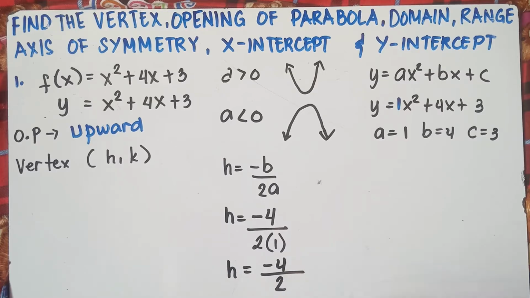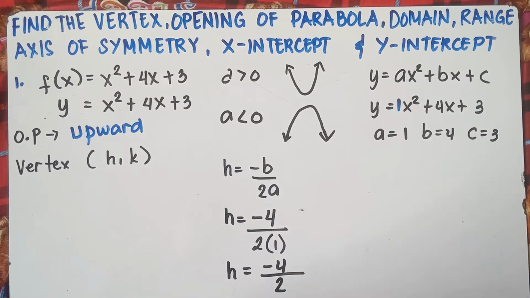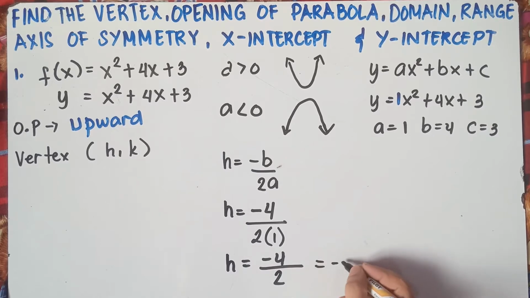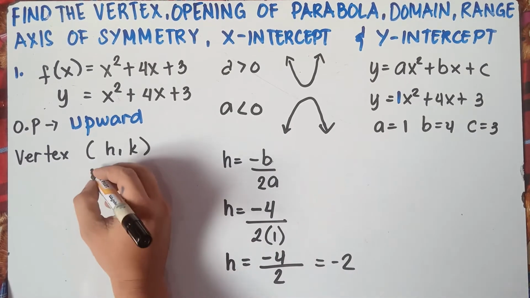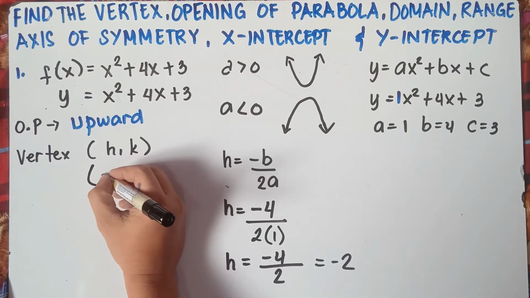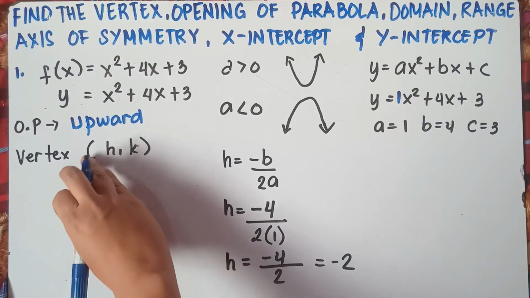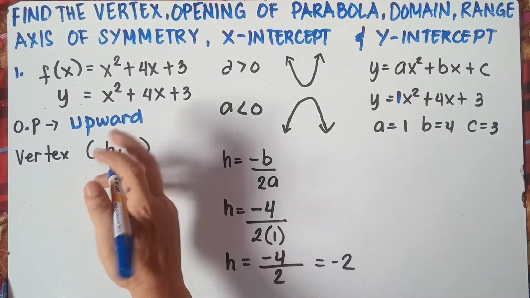That is 2. And negative 4 divided by 2 is negative 2. Once again, if you're dividing unlike signs, negative 4 and positive 2, the answer is negative. Then 4 divided by 2 is 2. Dividing unlike signs, class, the answer is always negative. So the answer is negative 2. So the vertex, the h, is negative 2.